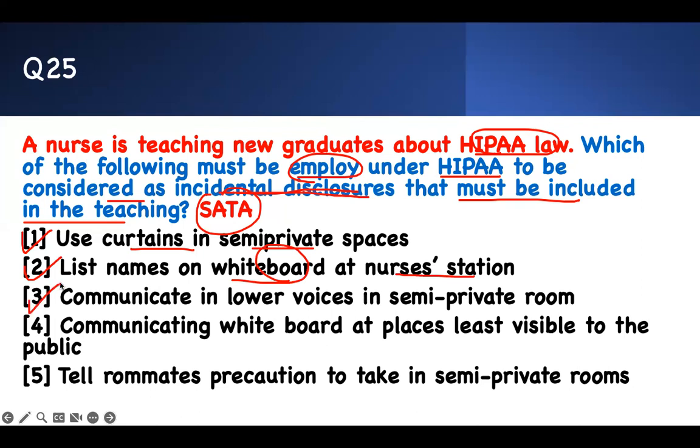Communicating on a whiteboard at places least visible to the public. Yeah, if I'm writing names of the patient, it should be far away from the public as much as possible. Tell roommates precautions to take in a semi-private room. Yeah, if we are in the room and you have flu, I can tell your roommate you need to wear a mask. He's getting sick, so wear a mask so that you don't get sick. We should be fine. So all of this can be employed to consider incidental disclosure. This is the end of it.